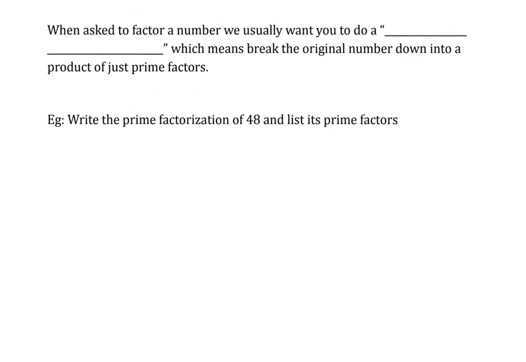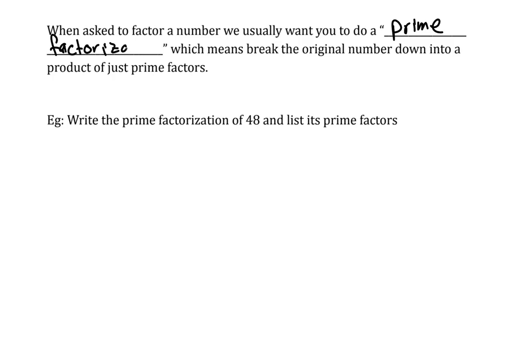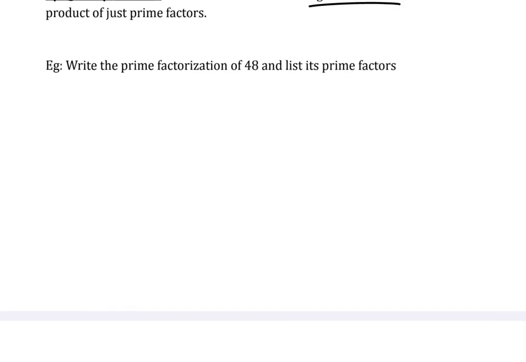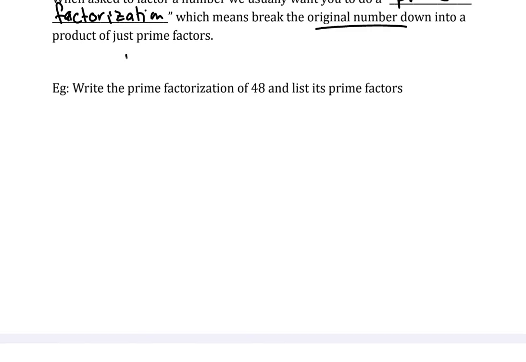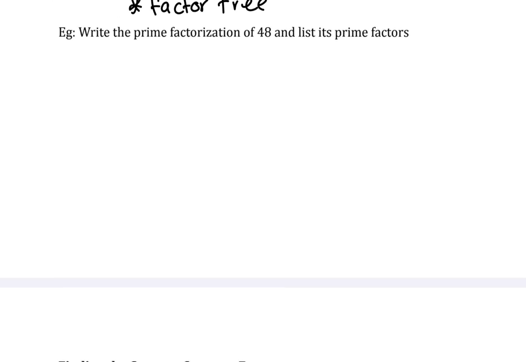So when asked to factor a number, we usually want you to do a prime factorization, which just means break the original number down into a product of just prime factors. And we usually use a factor tree. Factor trees are very helpful ways of drawing out factors.